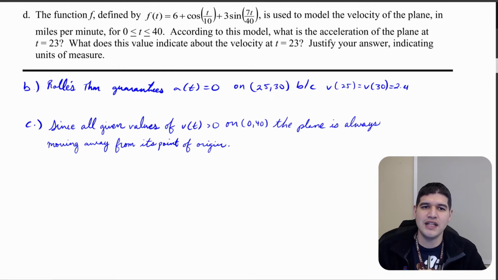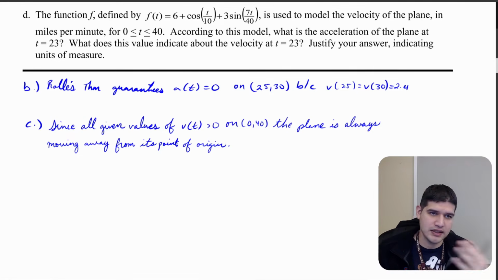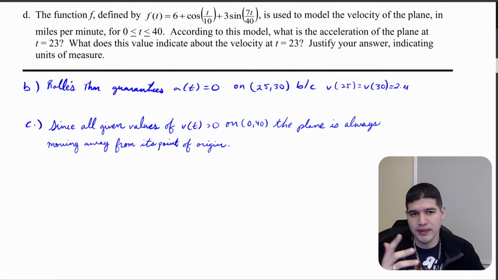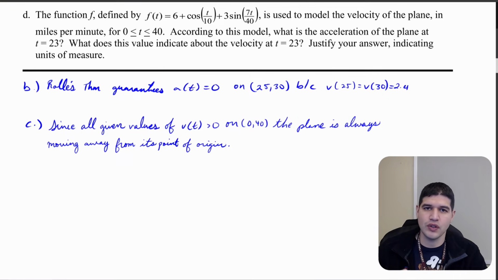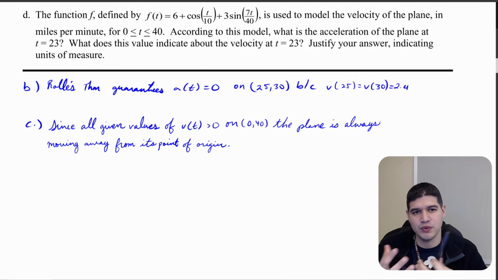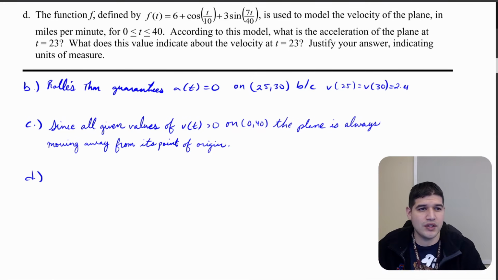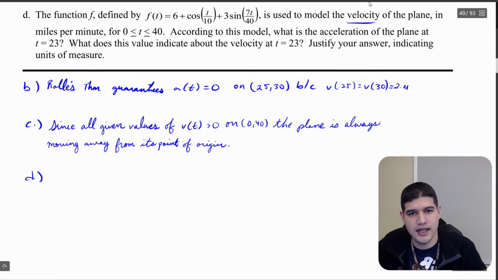The function f defined by f of t is given here, and it's used to model the velocity of the plane in miles per minute from 0 to 40. Looking at this model, what is the acceleration of the plane at time t equals 23? So let's label this as part D. And so this is the velocity. And so acceleration at 23 is going to be the derivative of the velocity at 23.